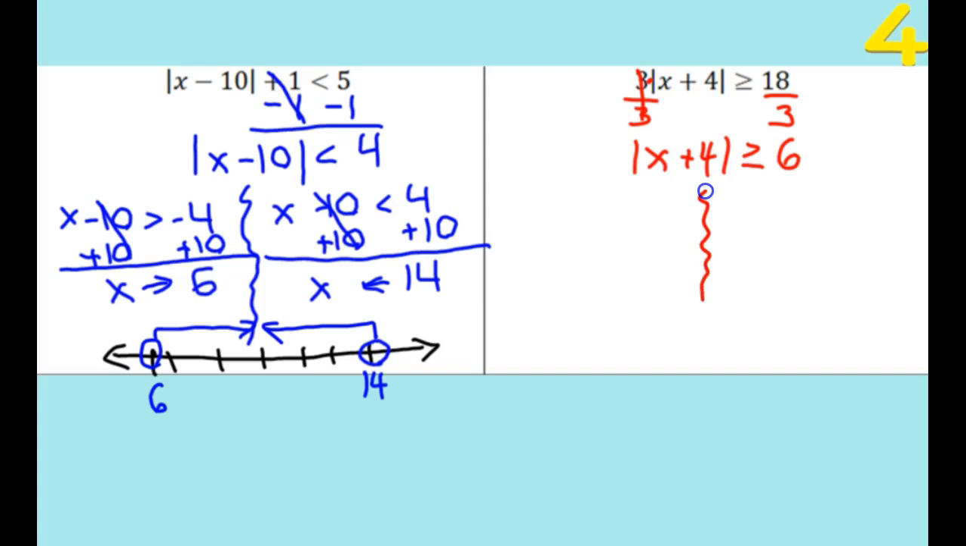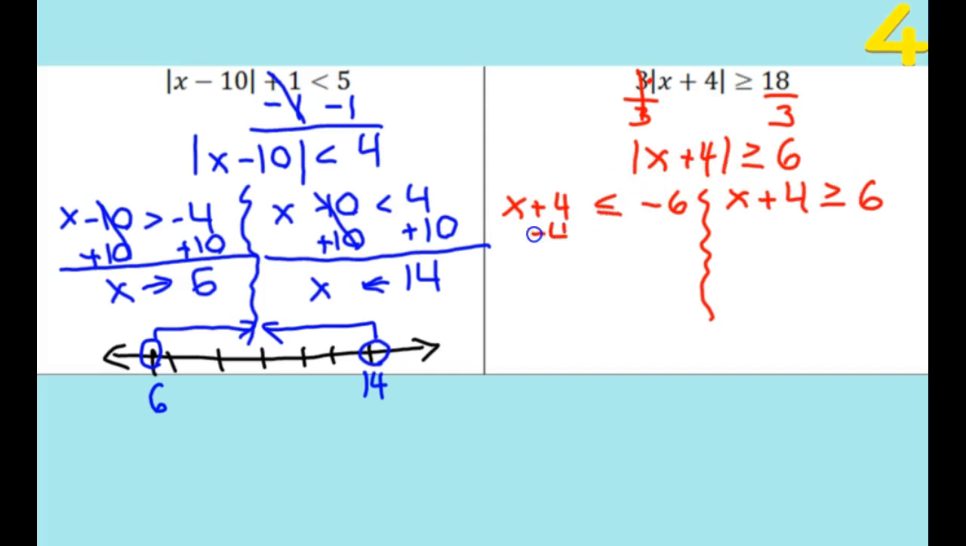So if we create our two problems, we'll have x plus 4 is greater than or equal to 6, exactly as we have it up here. And we'll have x plus 4 is less than or equal to negative 6. We're going to have one of each symbol.